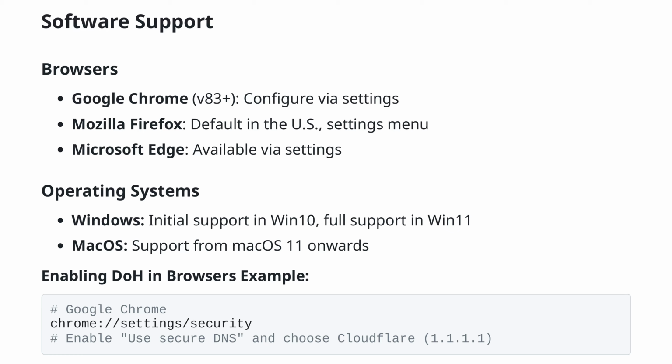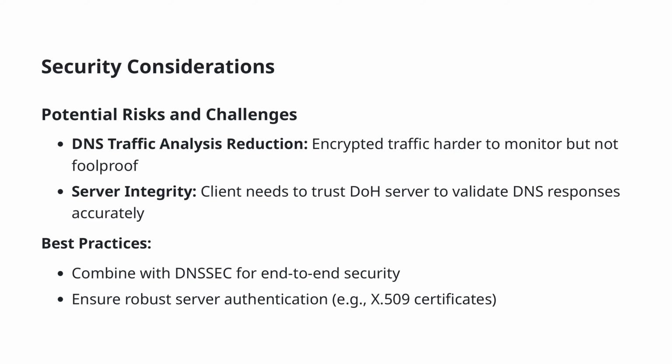Let's move on to the potential security considerations you'll need to be aware of when using DoH. Security considerations are a vital aspect of DNS over HTTPS (DoH) implementation. While DoH encrypts DNS traffic, making it harder for unauthorized parties to monitor, it's not infallible. Therefore, we encounter challenges such as ensuring the integrity of the DoH server. The client has to trust the DoH server to accurately validate and respond to DNS queries.